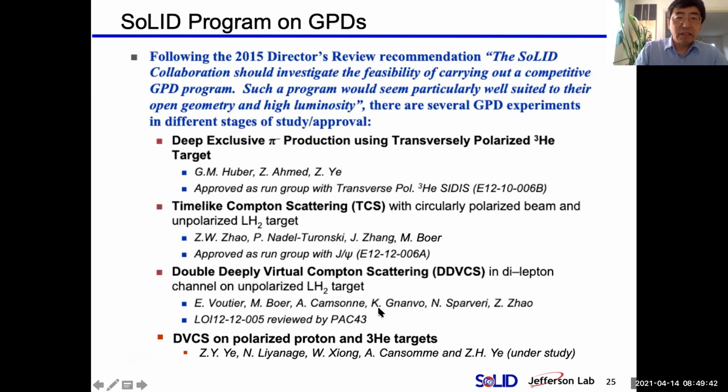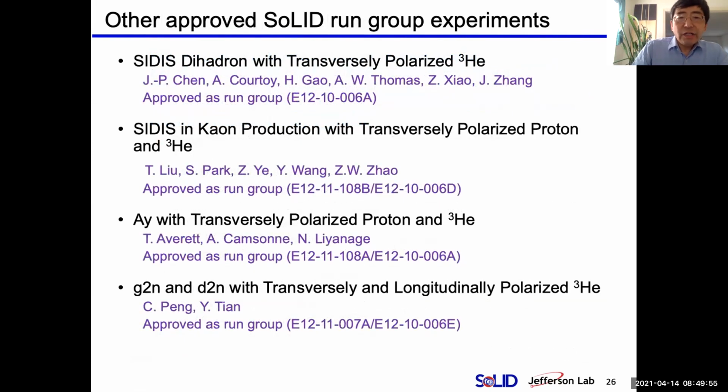So this has a letter of intent and endorsement, but still needs some work to develop into a full proposal. The other is DVCS on a polarized proton and polarized helium-3 target. That's also under development. And in addition to the GPD, there are a few other approved run groups, like dihadron, which was also mentioned in the previous talk. And we also have the single inclusive out-of-plane asymmetry, and the inclusive DIS experiments, g2 and d2.